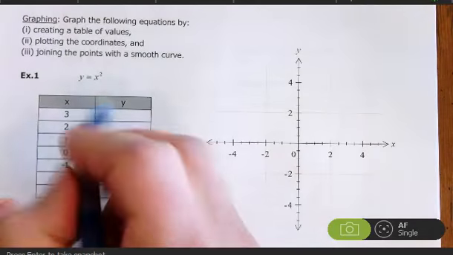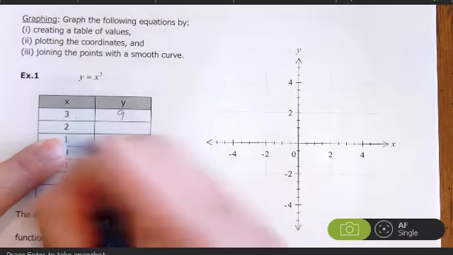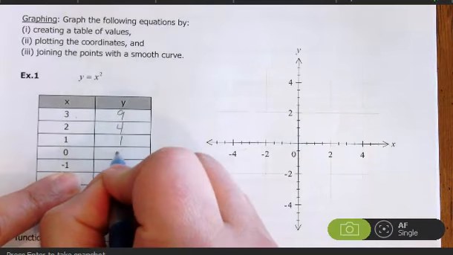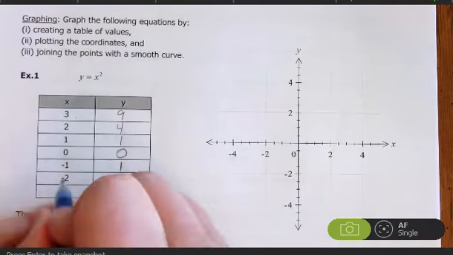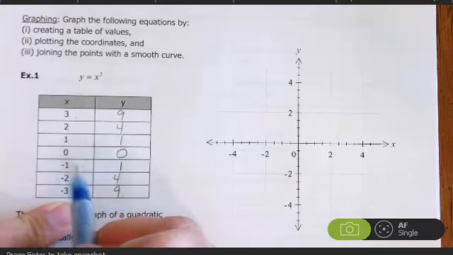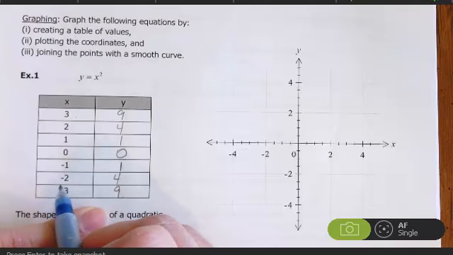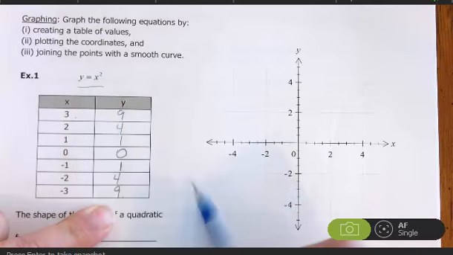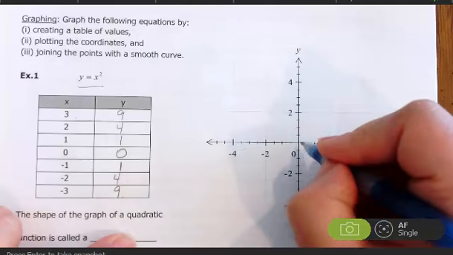We've got x squared. So if I have 3 as my x and I square it, I get 9. If I have 2 squared, I get 4. 1 squared is 1, 0 is 0. Now, negative 1 squared is 1. Negative 2 squared is 4, and negative 3 squared is 9. So what do we see happening to these negative x values? Well, when they go into the function here, it becomes positive. So my outputs are positive, always.